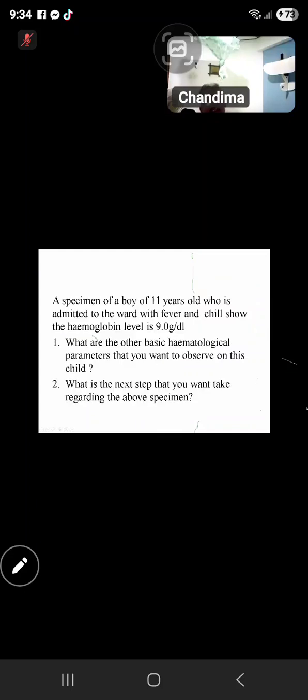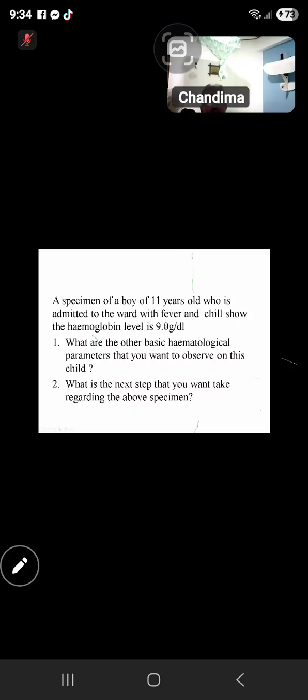Right. So I will put two questions that may be important to write. Sometimes they may ask about a specimen of an 11-year-old boy admitted to the ward with fever and chills, whose hemoglobin level is 9. At that point, it has to come into your mind that the patient has a low amount of hemoglobin. The question may be asked, what are the other basic hematological parameters that you want to observe in this child? Now you know what the other parameters are.